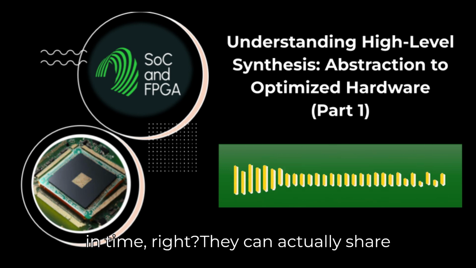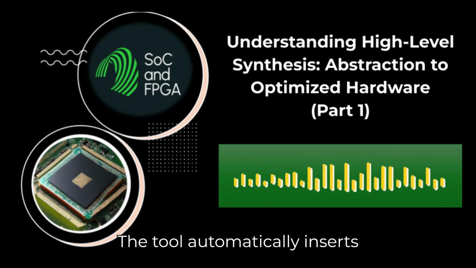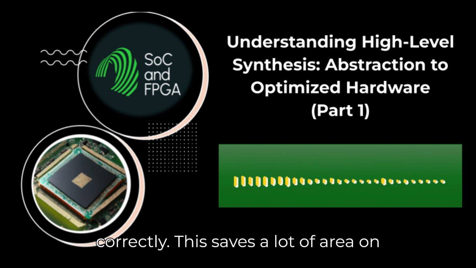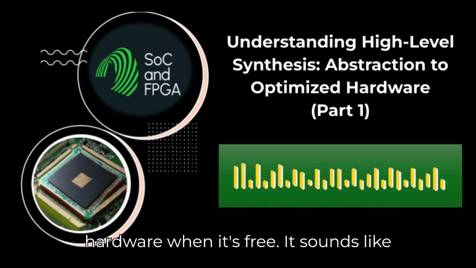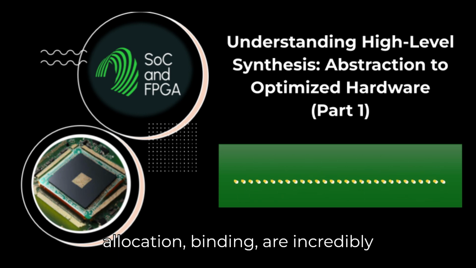They're non-overlapping in time. Right. They can actually share the same physical adder hardware unit. The tool automatically inserts multiplexers to route the inputs correctly. This saves a lot of area on the chip. That makes sense. Reuse hardware when it's free. It sounds like these three steps, scheduling, allocation, binding, are incredibly interconnected.